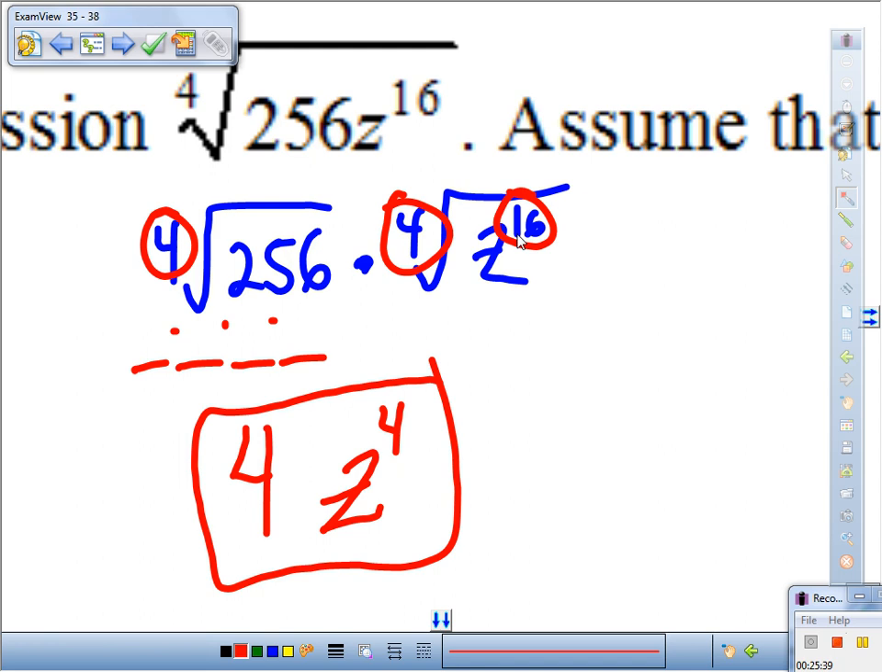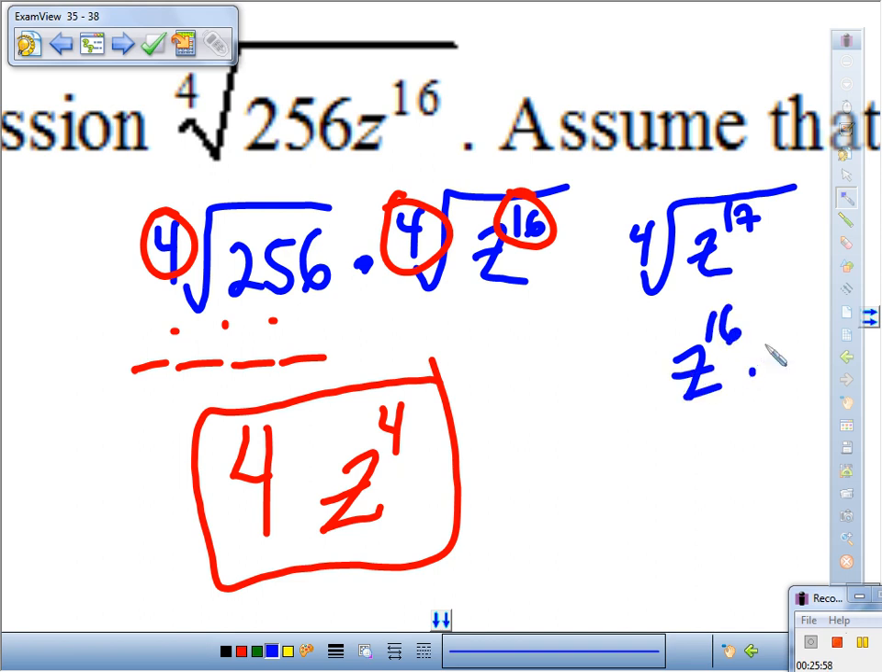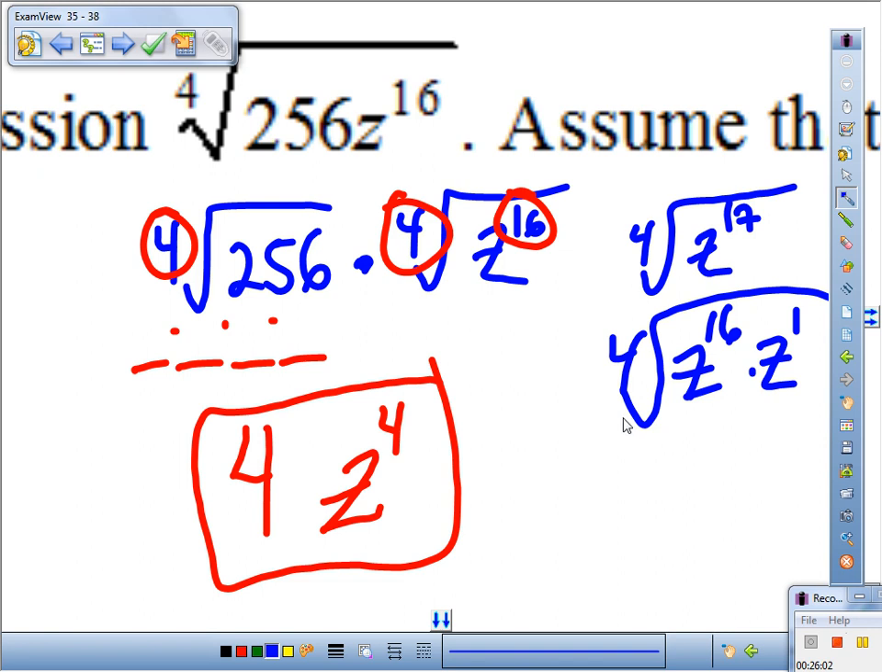Yeah, because it's a multiple of that. If it didn't multiply, you remember when I did something like this, if I was to give you something like z to the 17, then you would rewrite this as z to the 16 times z to the first. This will simplify, but not that one. All right. That was number 35.